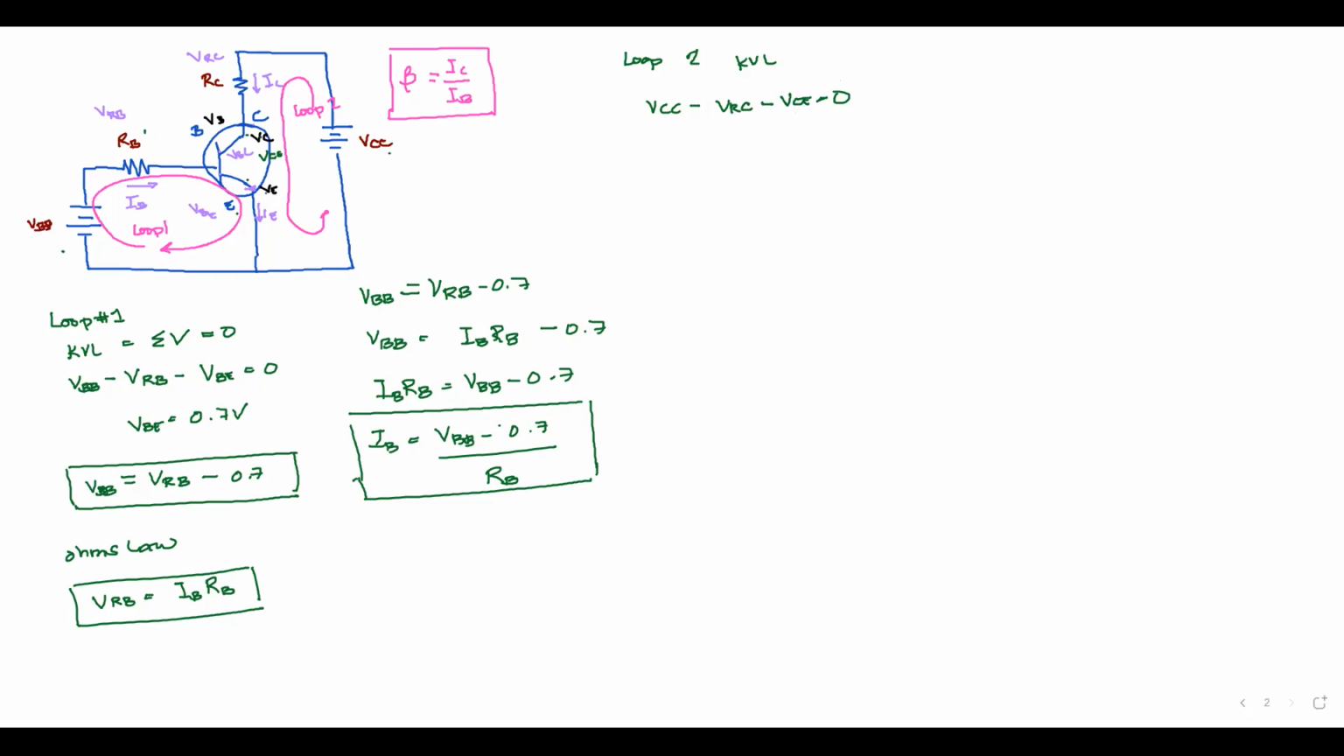Guys, are we clear with this one? Excuse me, ma'am. Yes. The constant 0.7 volts in loop number 1. This is now the property of the diode.